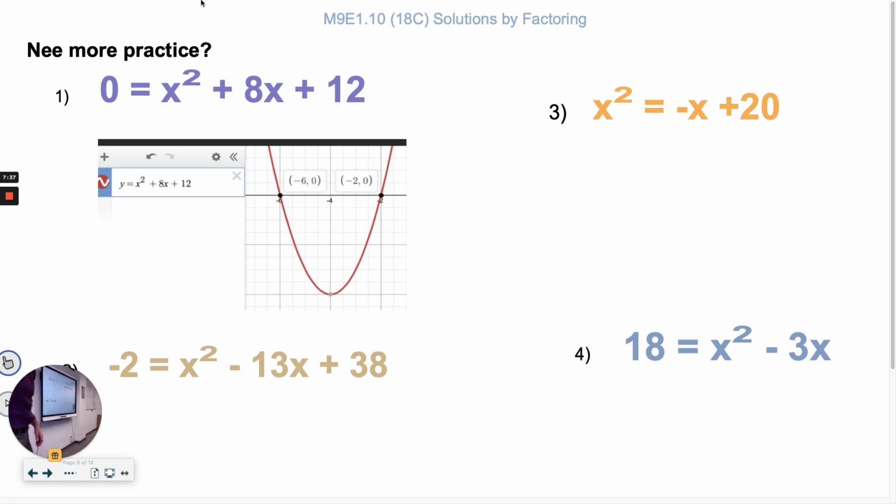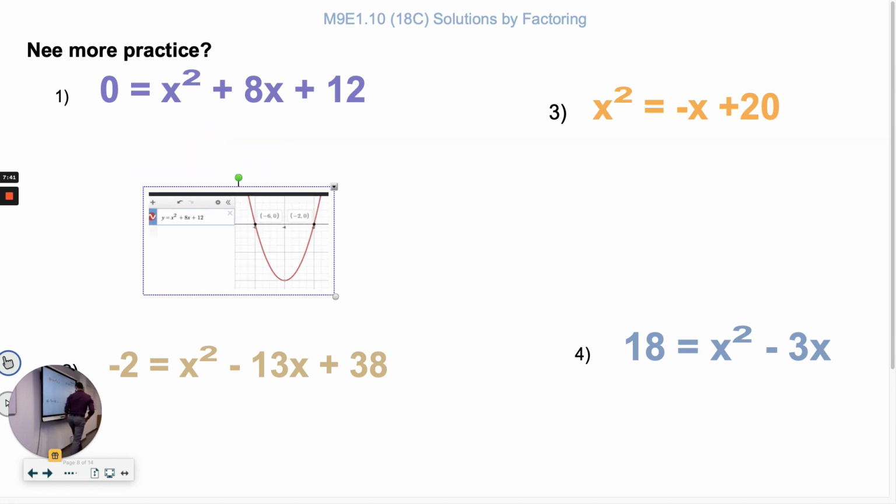So x, negative x, positive. Plus. Plus. No, that's not work. I just put both. I think if you leave it, and means both have to happen.